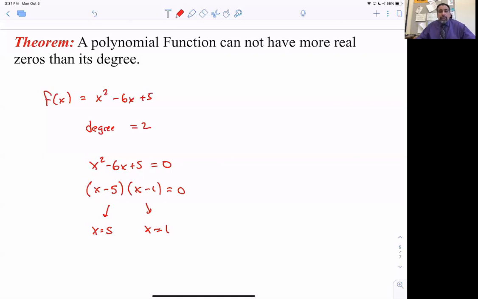So those are the theorems that we're looking at in this particular unit. I'll be back in a little bit to talk about the next learning objective from this chapter.